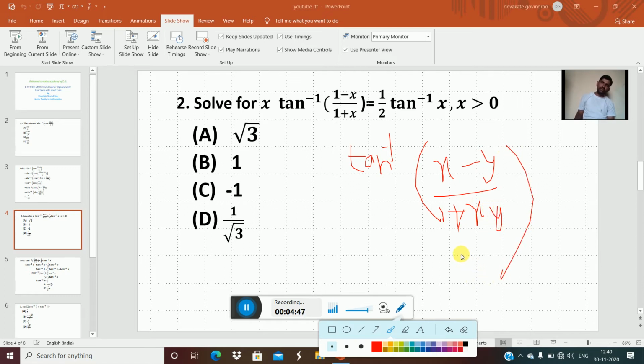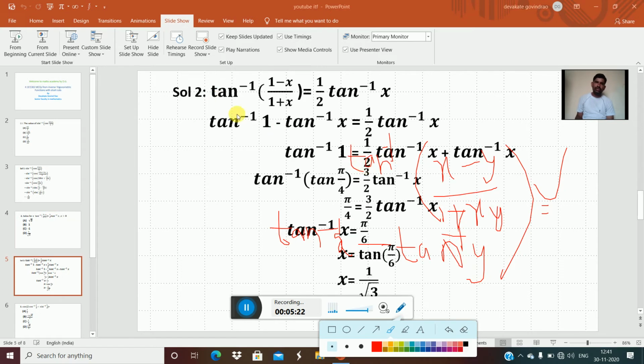Okay, 1 plus xy, tan inverse of (x minus y) by (1 plus xy). Now this is in the form of (1 minus x) by (1 plus x), meaning in place of x we have 1 and in place of y we have x. So we write it in this form: the formula is tan inverse of x minus tan inverse of y. So now we are writing this form.